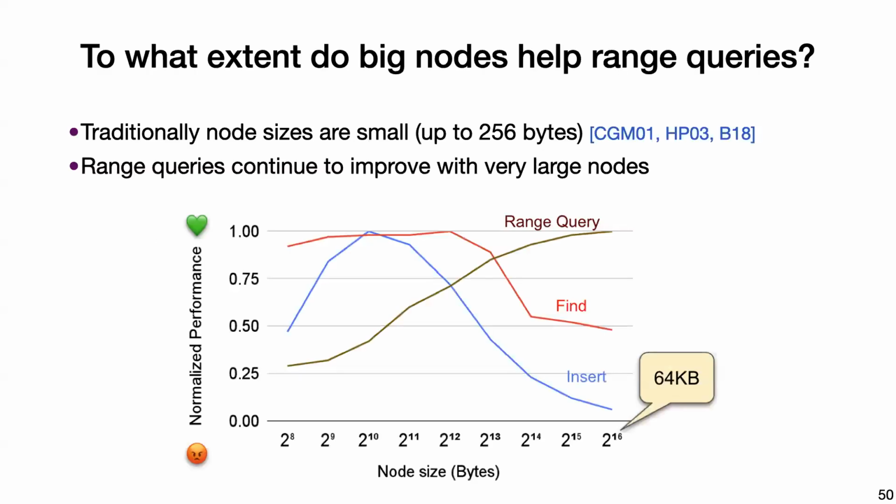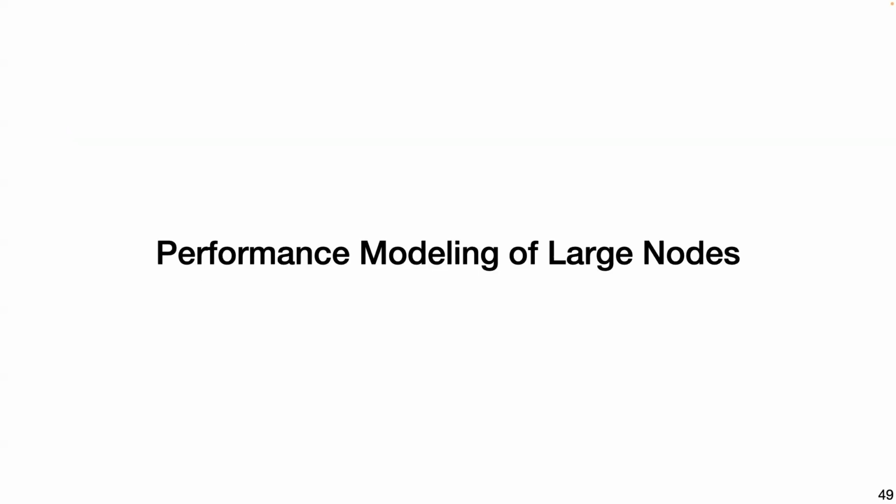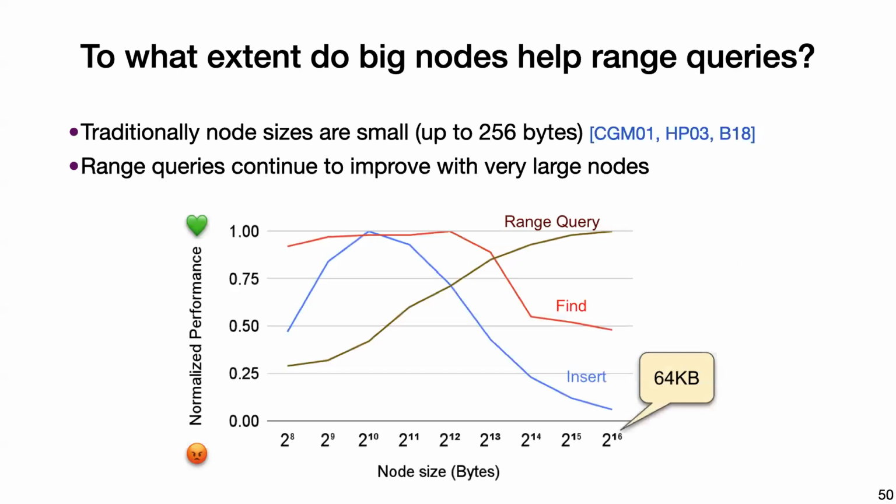Okay. So in the last part, I want to talk a little bit about performance modeling, which is hard, but I'll talk about it a little bit. This is going back to what we had in the very beginning. This is normalized performance, and this is node size in bytes. Traditionally, node sizes are small. If you look at the default TLX distribution, their node size is 256 bytes. TLX is a serial B-tree. However, you can see that the range query continues to improve when the nodes are getting way bigger. This max size is 64 KB, which is pretty big.